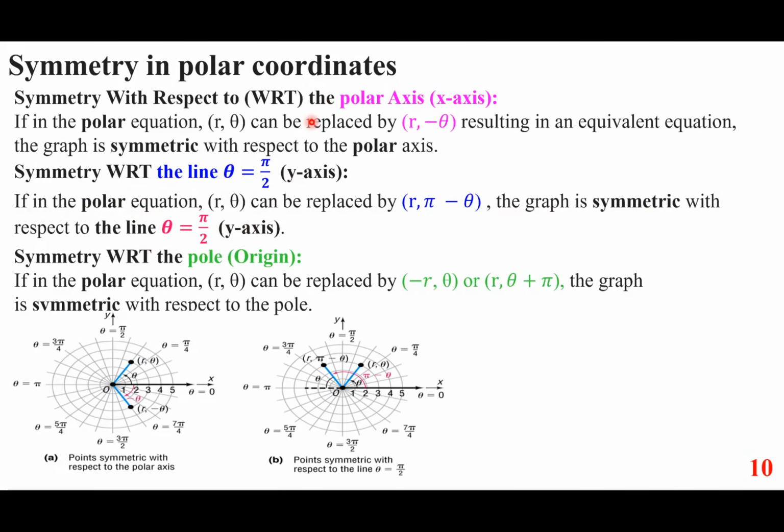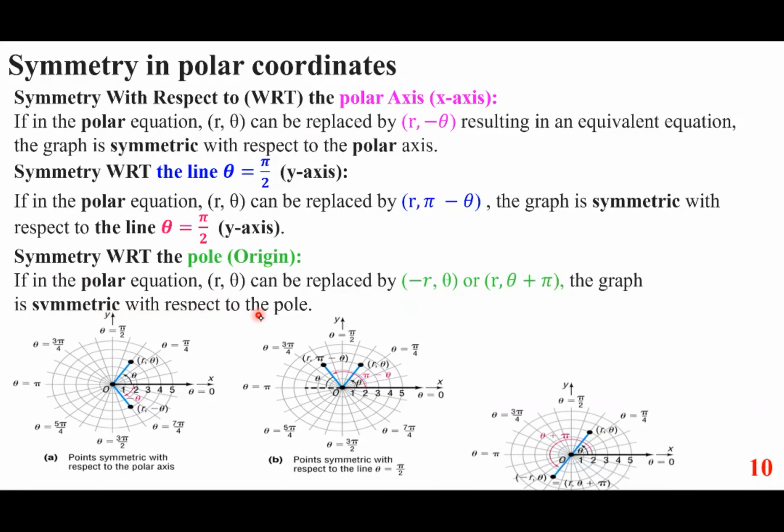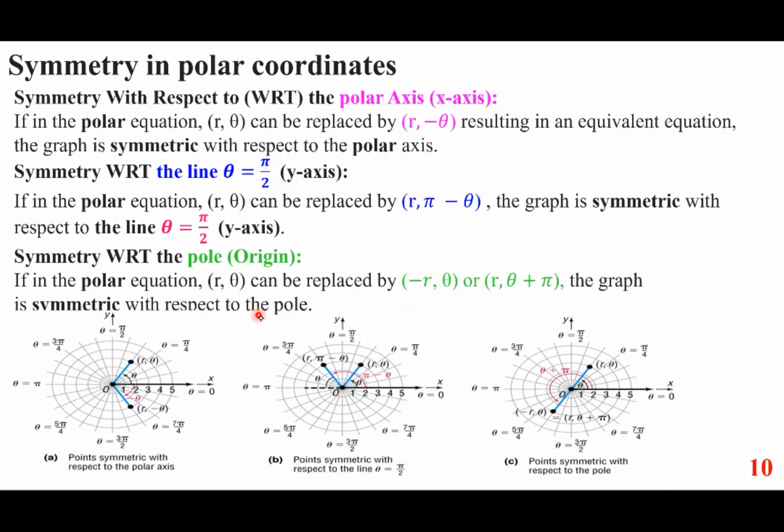By the way, if both of them work, we have symmetry with respect to the polar origin. Or if in the polar equation (r, theta), it can be replaced with (negative r, theta) or (r, theta plus pi), the graph is symmetric with respect to the pole. In essence, we call this the odd symmetry if you go back to the rectangular coordinate system.